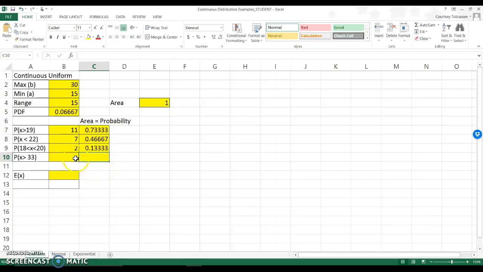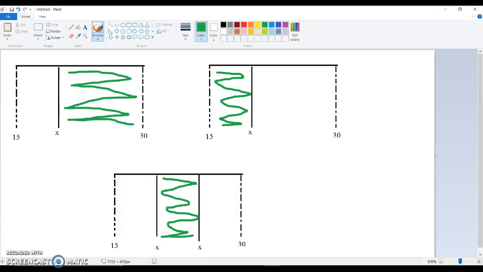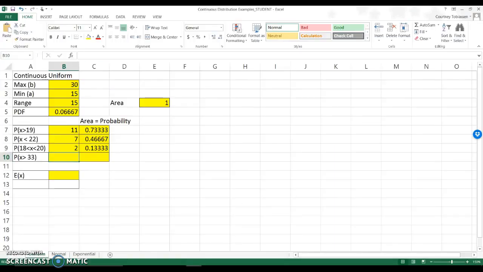We can look at the probability of 33 happening, except when we go here, 33 isn't in our range. So the chance of it happening within 33 is 0. It's not even in our area that we've given. So that is also 0. The expected value is going to be calculated by looking at our max minus our minimum divided by 2. So 7.5 is our expected.